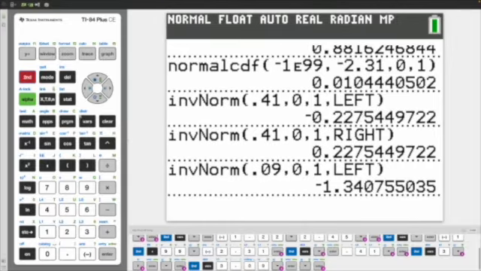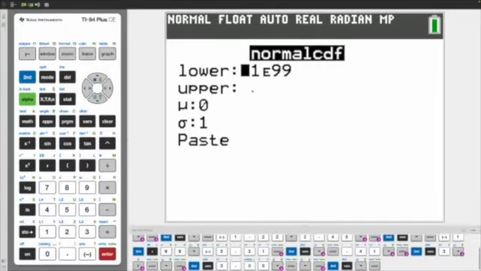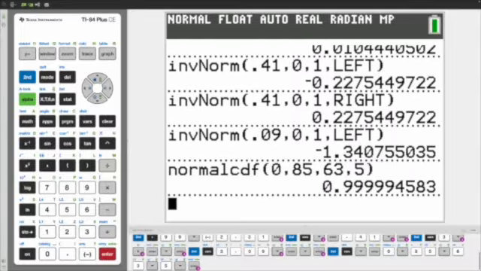So if I go to second distribution and we want normal CDF, that second one, our lower bound is 0, our upper is 85, our mean is 63 and our standard deviation is 5. So I do have to change those to match the distribution for this data. So we get 0.9999999, which means basically 1 or 100%. So the probability that one student scores less than 85 is approximately 100%.